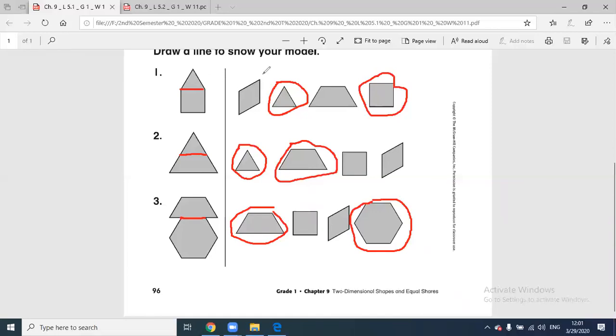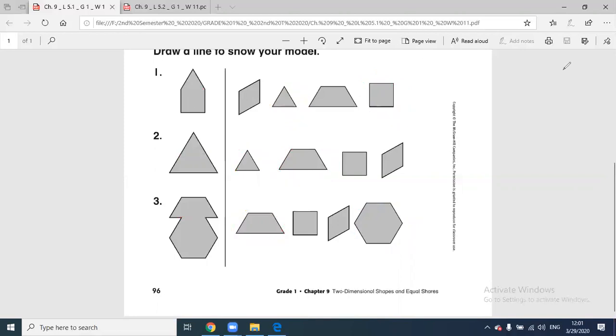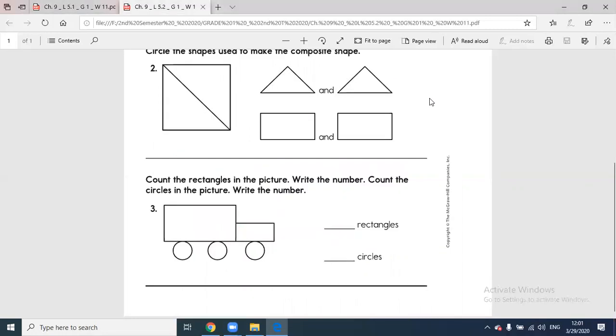Okay. Now, in the other worksheet, I will show you this one. Here, can you tell me which we use in number 2? We use 2 triangles or 2 rectangles to form the shape? Which of these did we use?